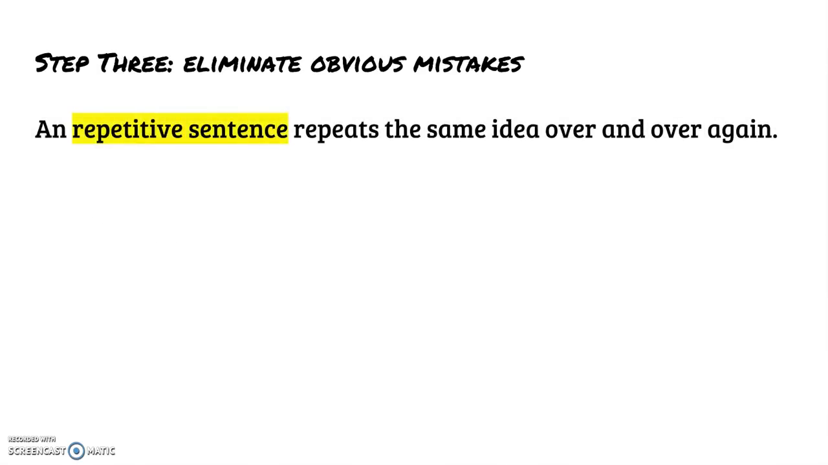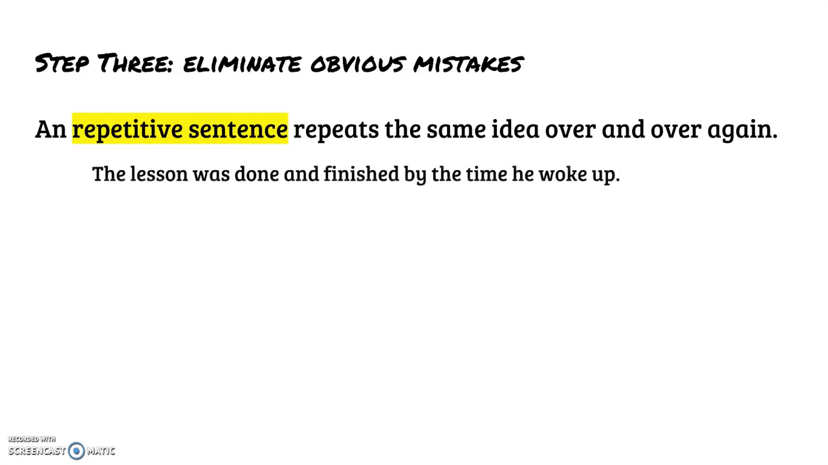The last type of sentence mistake is a repetitive sentence. The repetitive sentence repeats the same idea over and over again. Notice I didn't just say repeats words. Sometimes we're tempted to highlight all the times the sentence says "the," or all the times the sentence says "good." That can be a type of repetition, but what you're more likely to see is the same idea repeated.